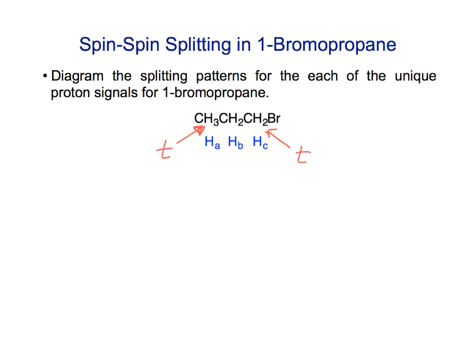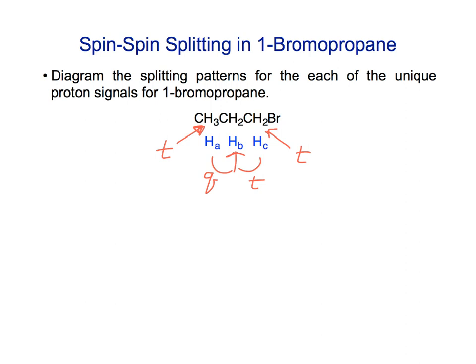All right? So now HB in the middle is a little bit more complicated, because it could couple to the methyl group, right? So if it coupled to the methyl group, what would it split into? A quartet. And if it splits to the CH2 on the other side, it would be a triplet. All right?